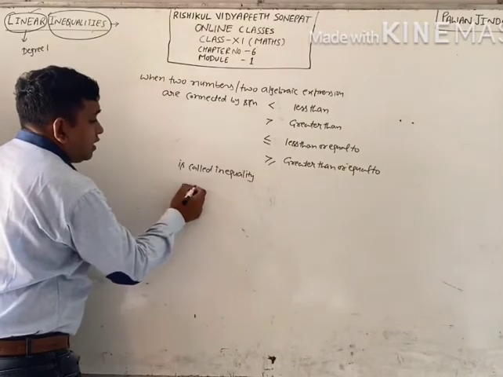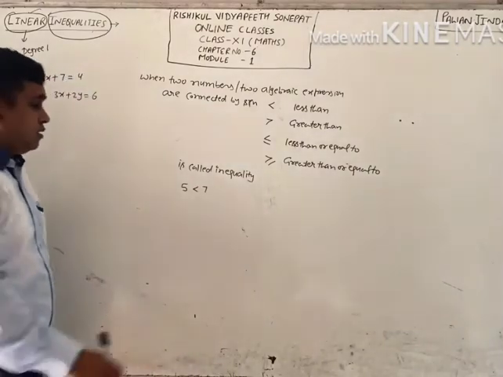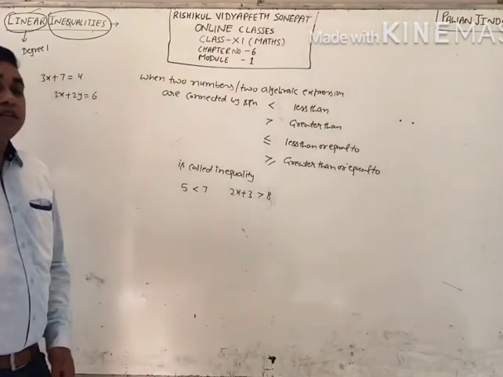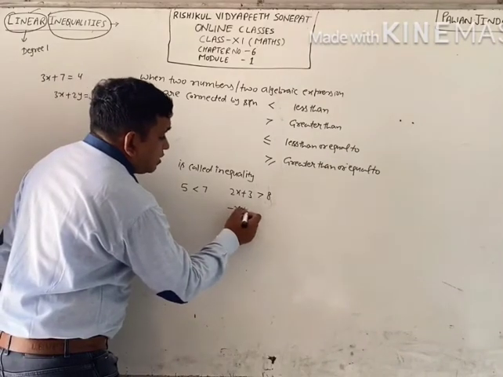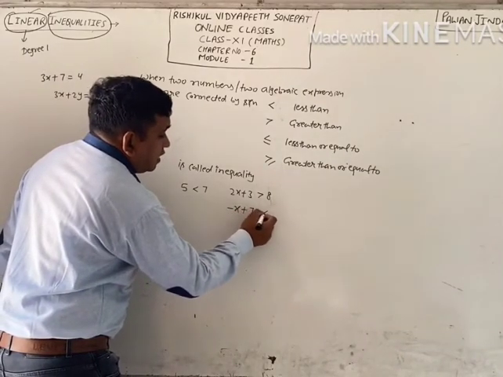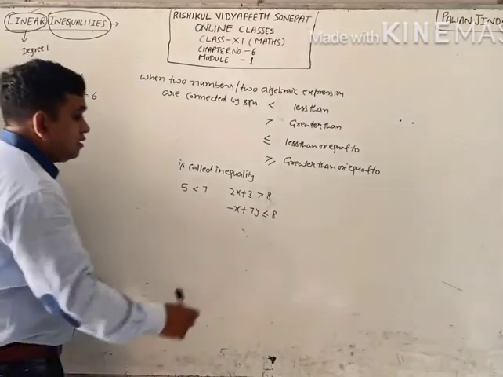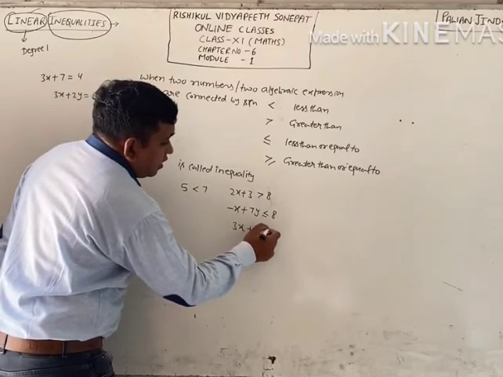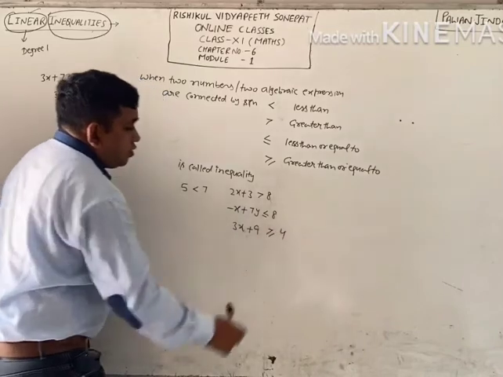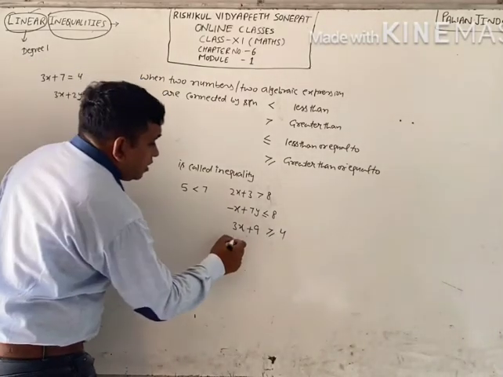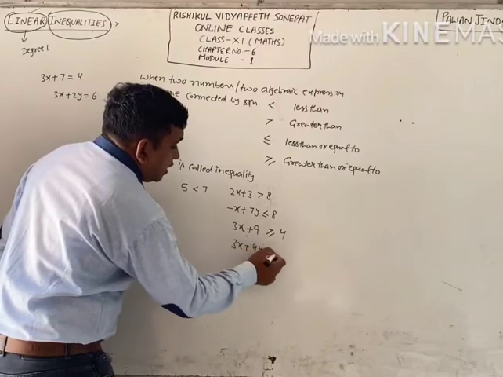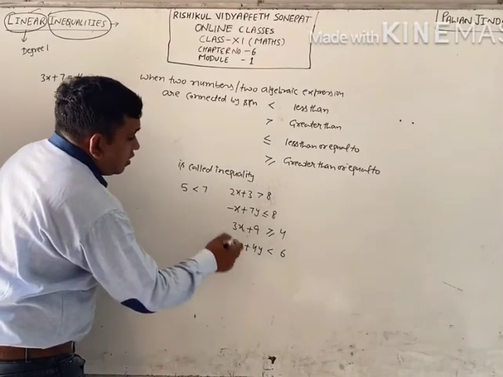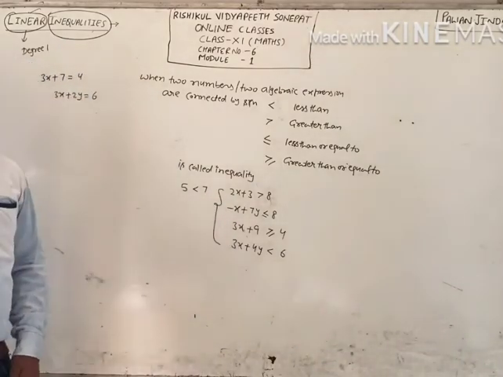Like 5 less than 7. This is an inequality. 2x plus 3 greater than 8. This is also an inequality. Minus x plus 7y less than equal to 8. This is an inequality. 3x plus 9 greater than equal to 4. This is an inequality. 3x plus 4y less than equal to 6. This is an inequality. These all are examples of inequality.